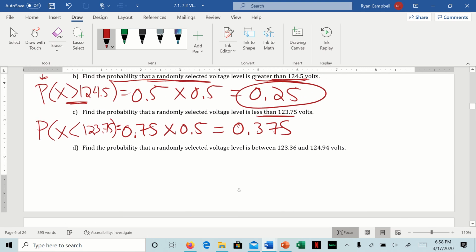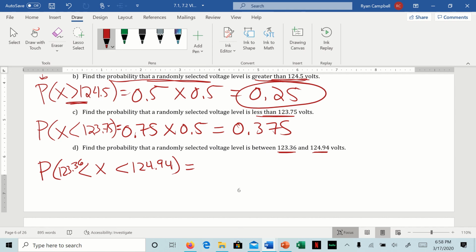And then for the last one, what's the probability that we have a voltage level between 123.36 and 124.94? We could write that as the probability of X being between 123.36 and 124.94. Yeah, we're definitely going to have to pause this video after we finish this example because this is not going to be working for the rest of the video.